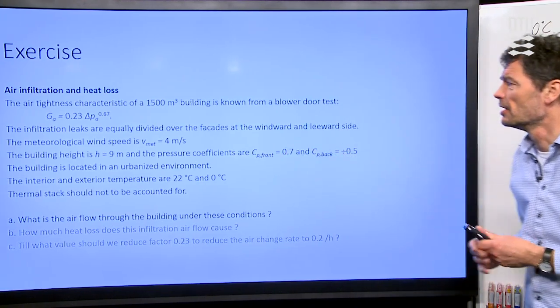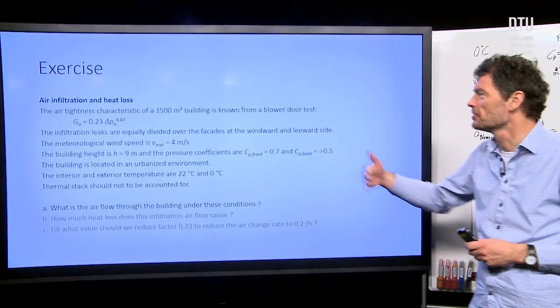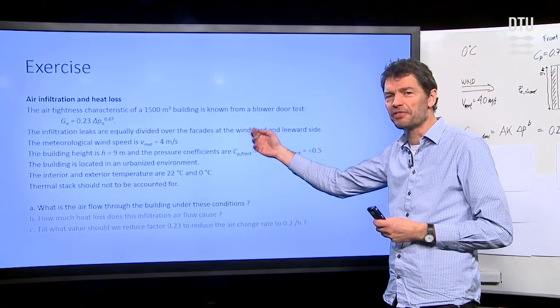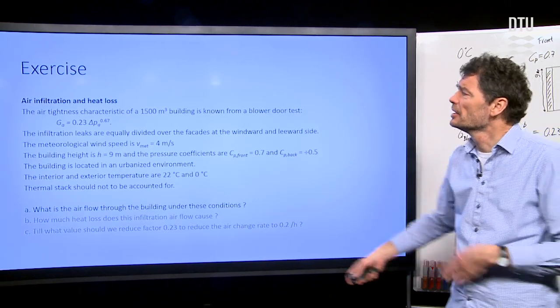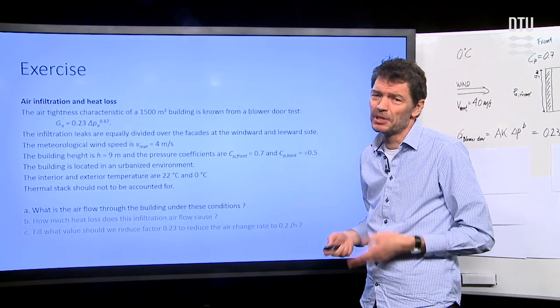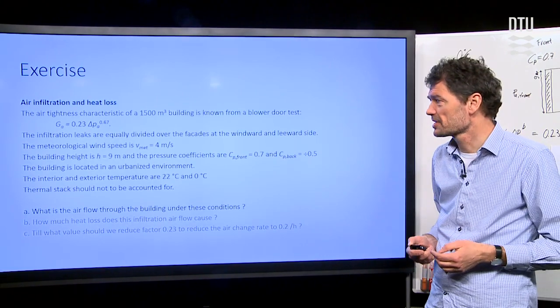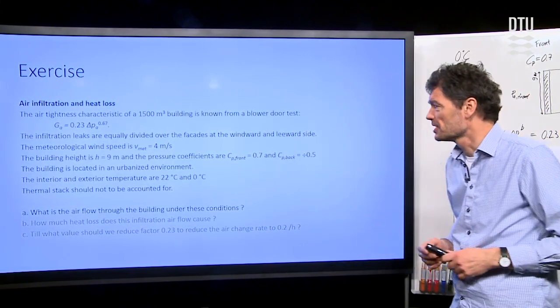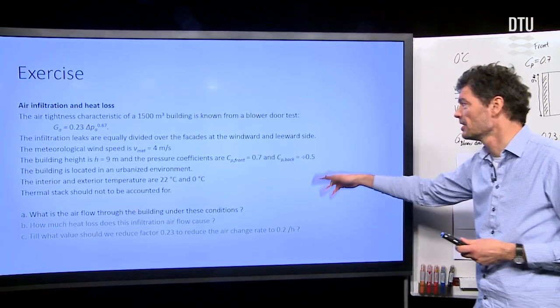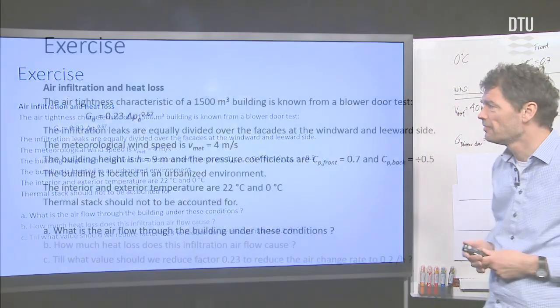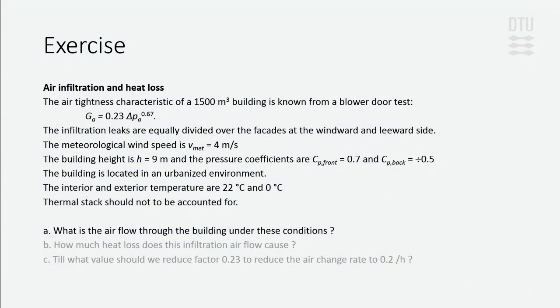That infiltration leak happens only because of wind that can come through the facades facing the wind, and also on the backward side, the leeward side. In this case, we have a meteorological wind velocity of 4 meters per second. Our building is 9 meters high. We have a pressure coefficient in front of 0.7 and in the back minus 0.5. And we are located, as indicated, in an urbanized area. Outside, that's the number we have to use, the air temperature is 0 degrees.